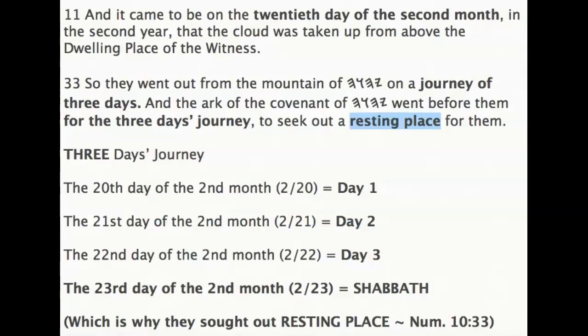In case you would like to see it again, we'll go over it once more. The 20th day of the second month is when they went to journey, as you can see right here, and it took them 3 days according to Numbers chapter 10. The 20th day of the second month is day 1, the 21st would have been day 2, and the 22nd would have been day 3, which means the 23rd day of the second month, or 2/23, is the Shabbat, which is why they sought out a resting place. And it agrees with the Enoch calendar.